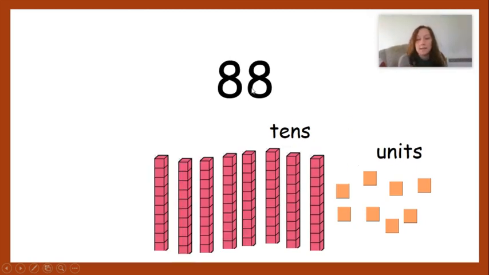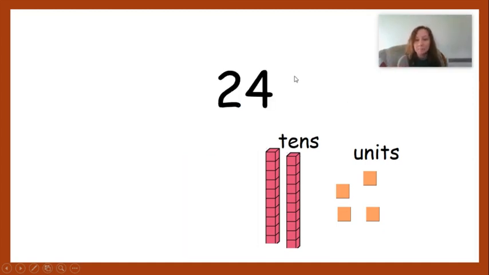Okay, now here we have the number 88, so it's quite a big number, and we can see lots and lots of 10s. So we can see 8 groups of 10. So if we were to count them in tens, we would see 10, 20, 30, 40, 50, 60, 70, 80, and 1, 2, 3, 4, 5, 6, 7, 8 units to make 88, okay? Then we would look over and we have the number 24. So we have 2 groups of 10s, so 10, 20, and then 1, 2, 3, 4 units to make 24.